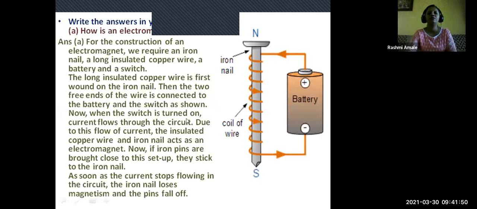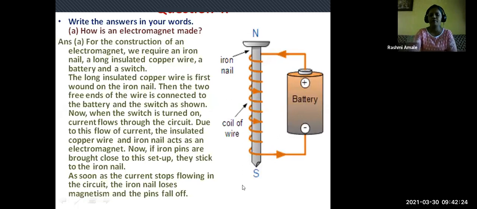Now when the switch is turned on, current flows through the circuit. Due to this flow of current, the insulated copper wire and iron nail act as an electromagnet. Now if iron pins are brought close to this setup, they stick to the iron nail. As soon as the current stops flowing in the circuit, the iron nail loses magnetism and the pins fall off. So this way an electromagnet can be prepared. So when you are writing this answer, you should draw this figure also. All right, children. Next one.